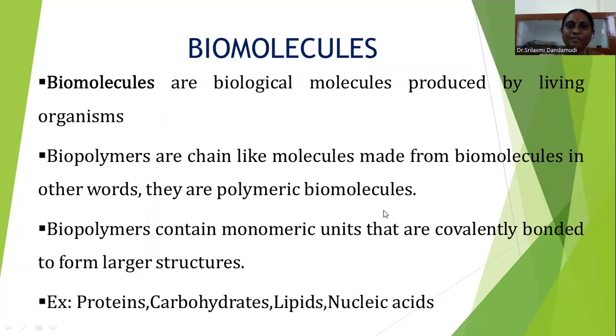Generally, we discussed in the last class what a biomolecule is. Biomolecules are the biological molecules produced by living organisms. And biopolymers are the chain-like molecules made up of biomolecules. That means polymeric biomolecules. Biopolymers contain monomeric units that are covalently bonded with each other to form a large structure. So biomolecules are classified into four classifications: proteins, carbohydrates, lipids, and nucleic acids, just as we discussed in the last class itself.